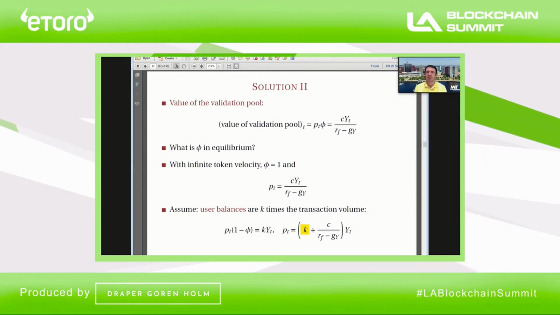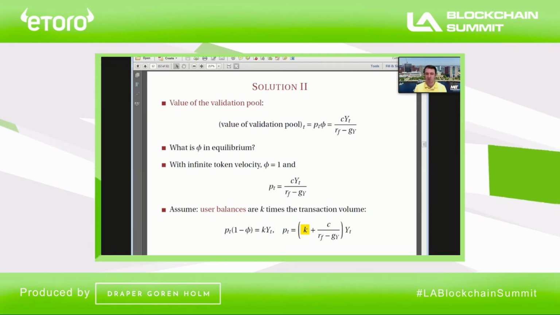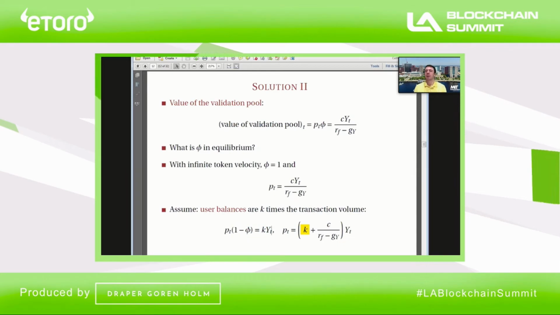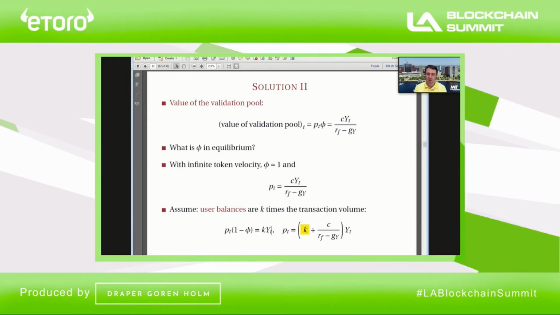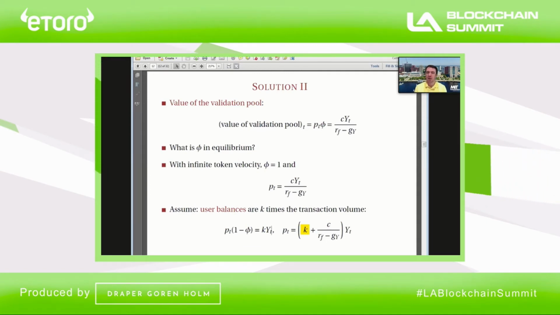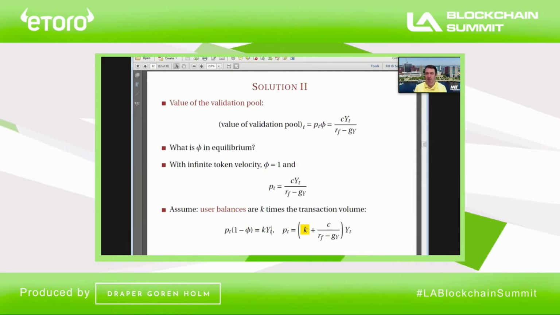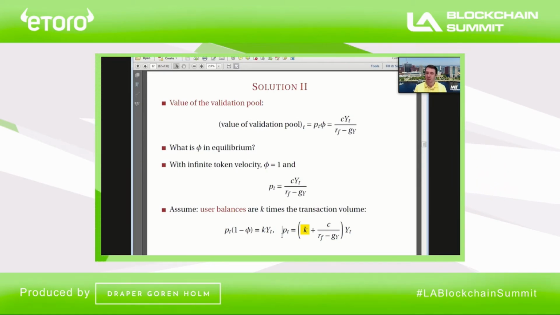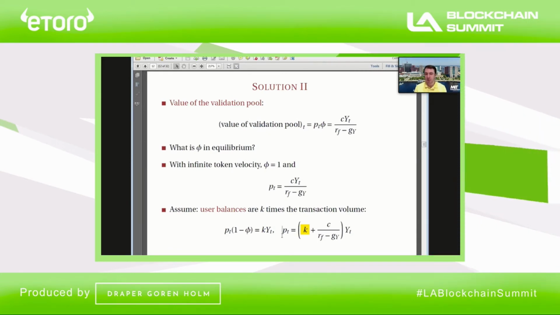This tells us that the value of all the other tokens outside of the validation pool, which is P times 1 minus phi, is equal to K times Y. So that is going to be the total value of balances that the users hold. That's the second equation. We can combine it with the previous equation we derived and compute the value of all of the tokens. And that is the equation you can see here. So what this is telling us is that the value of the tokens is proportional to the volume of transactions. It takes into account the rate at which fees are collected, C. It also takes into account the inverse velocity of tokens.